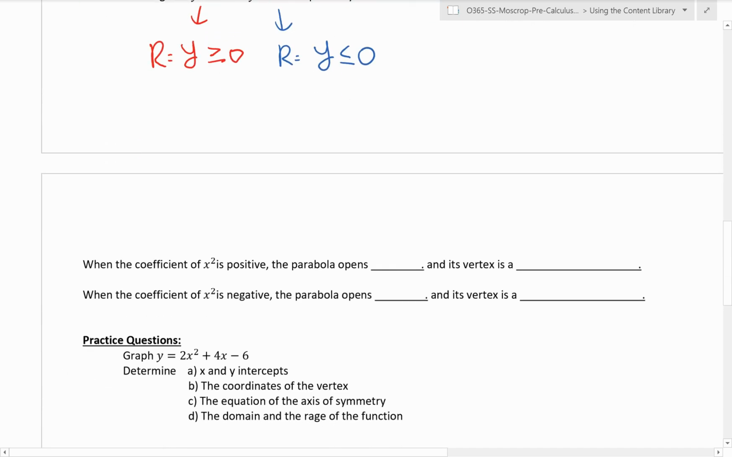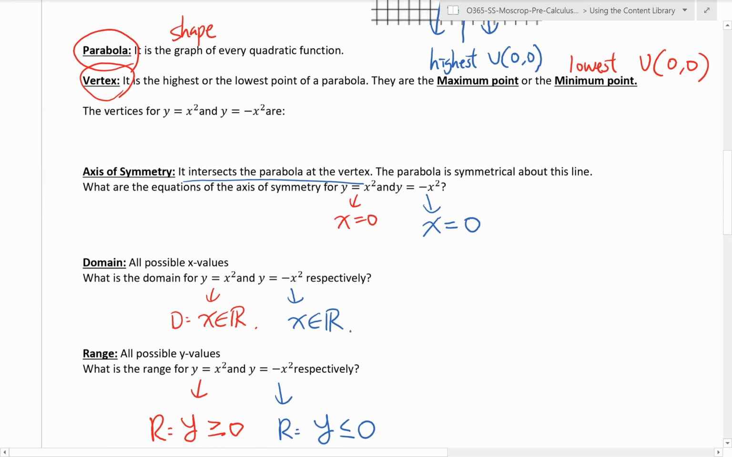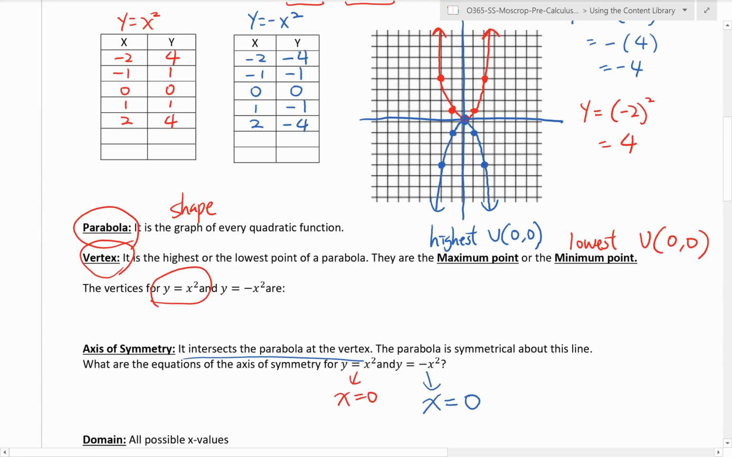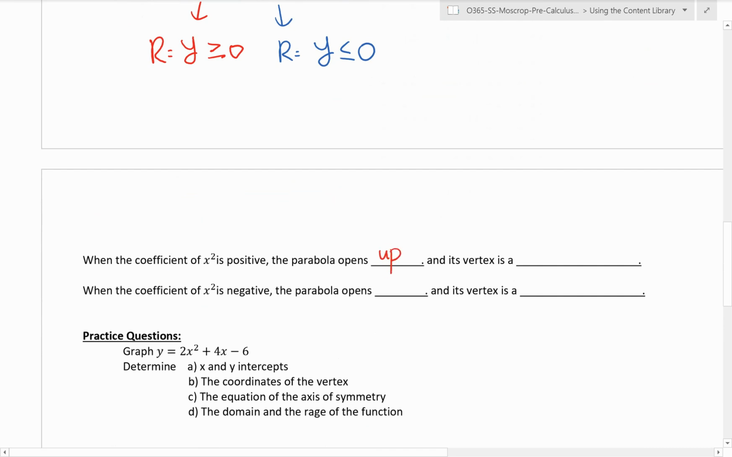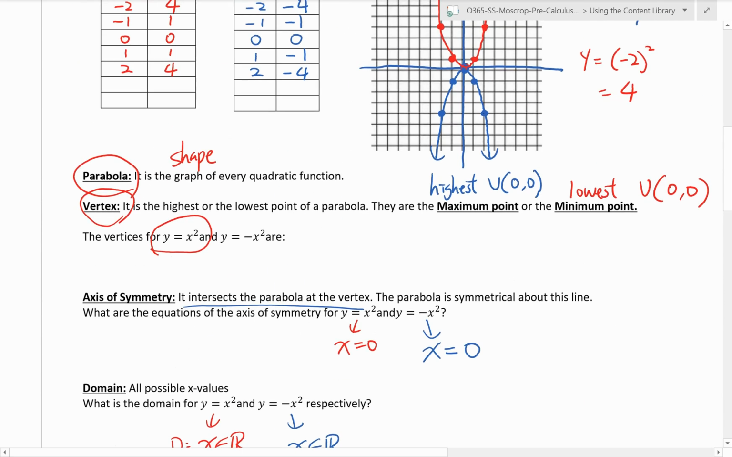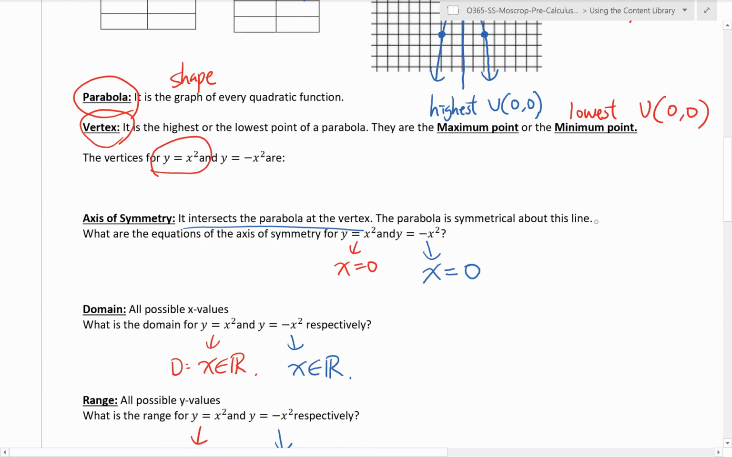Okay. So here are two questions that we can fill in the blank, I guess. We can notice from the two examples that we've done, it says when the coefficient of x squared is positive, the parabola opens... Okay, so this is the case where the coefficient of x squared is positive. You can see that's the red graph. The parabola opens upwards, right? So the parabola opens up, and if it opens up, the vertex would be a minimum.